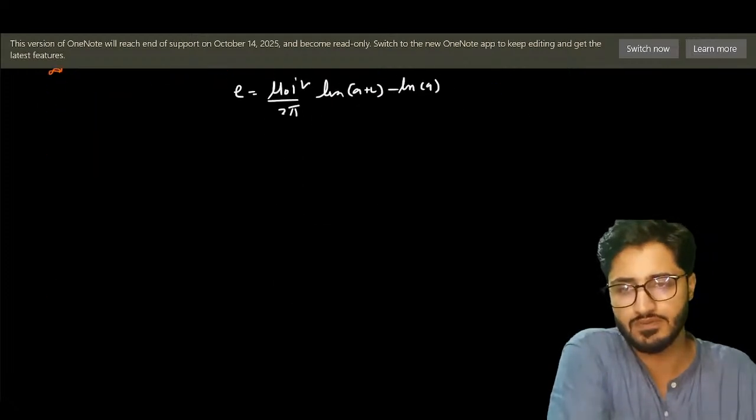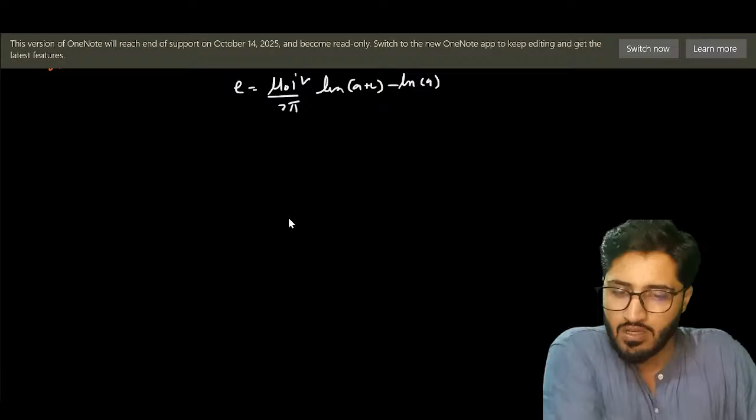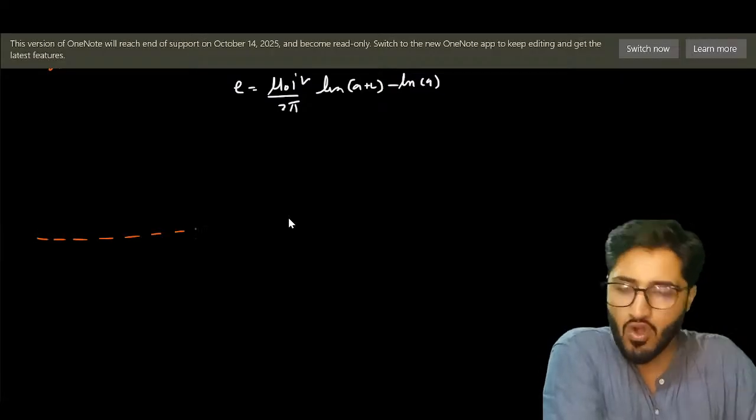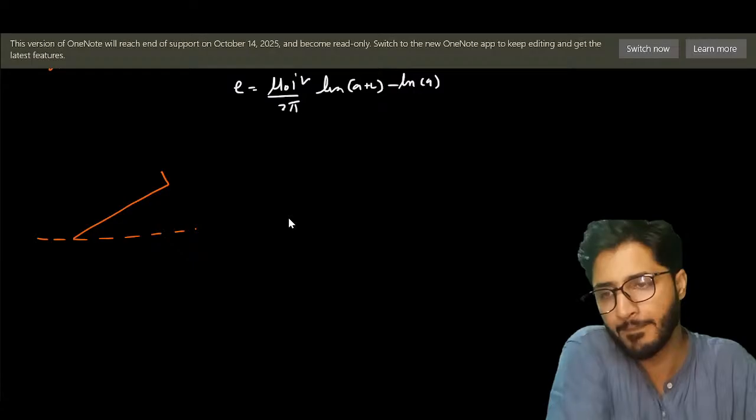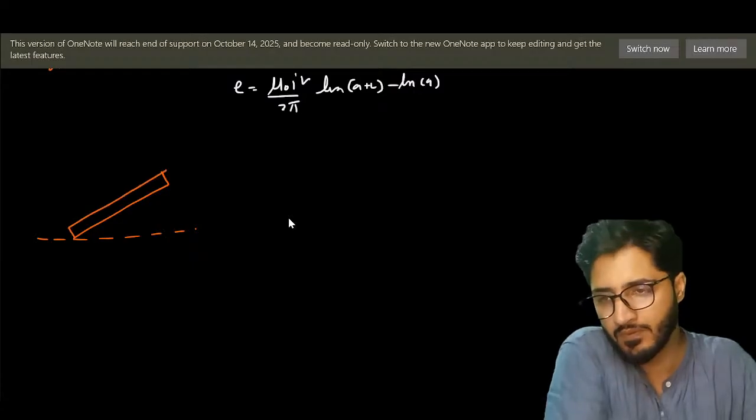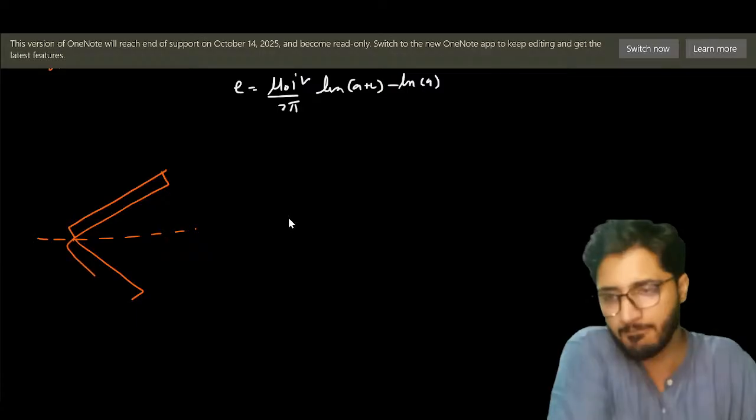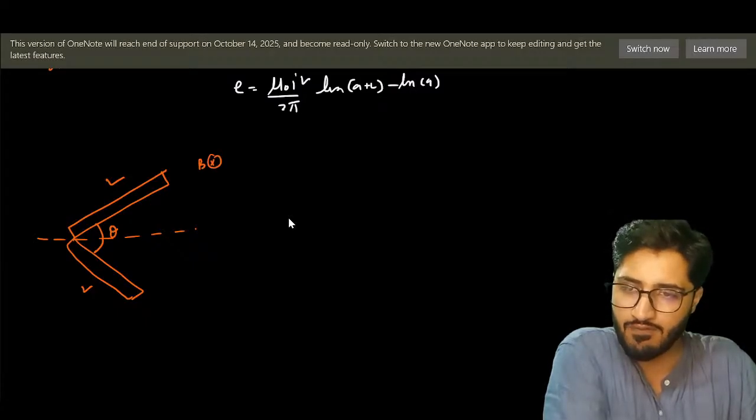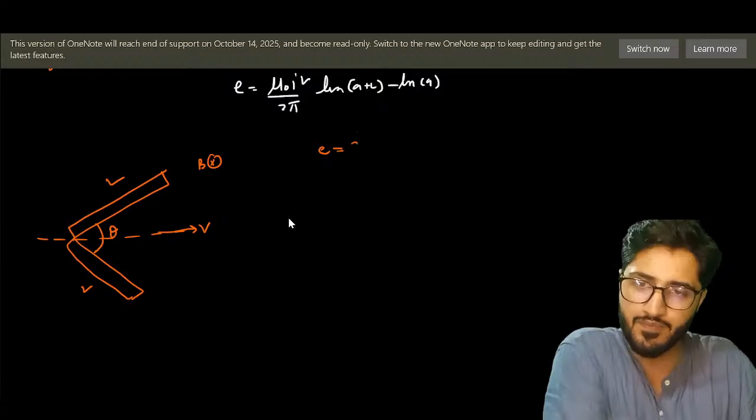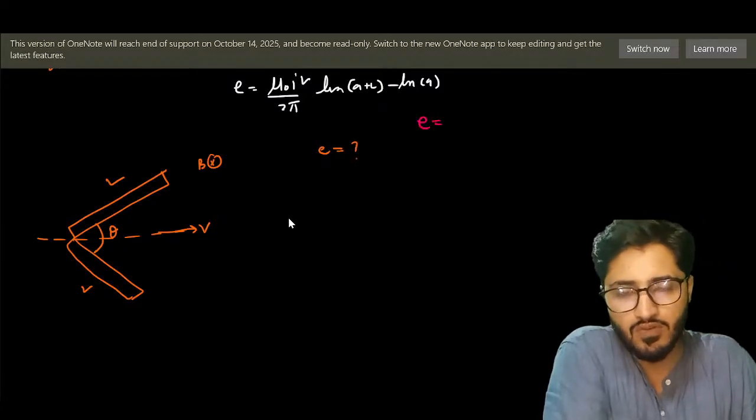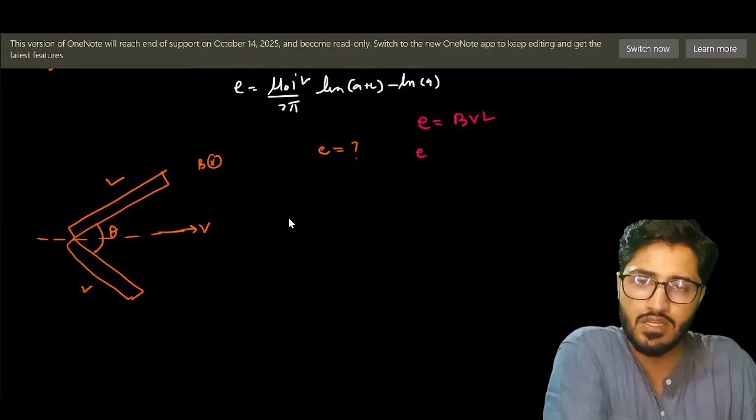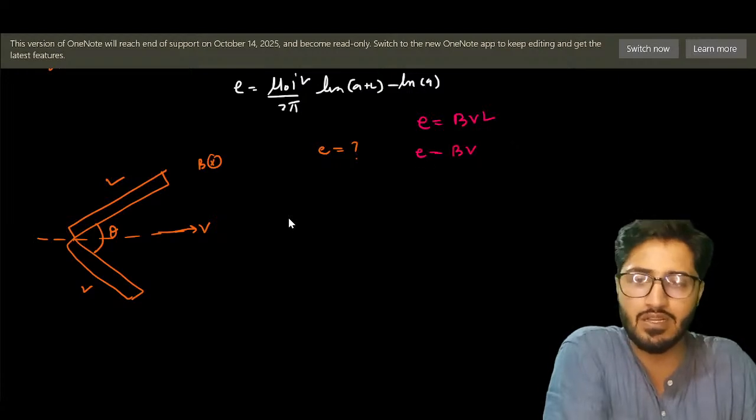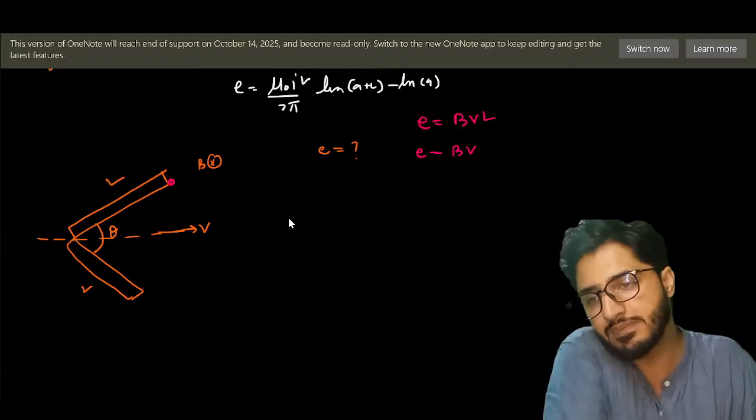Okay, one more thing. Suppose we are having a rod of length L, this angle is theta. B is inside. Velocity is V. Find E. Sir, E equals BVL. B is B, V is V. But what is L? L we don't know. L means the displacement. Just join these two.